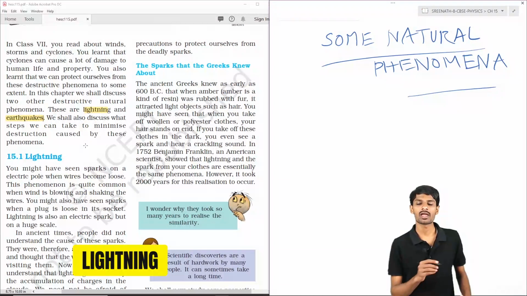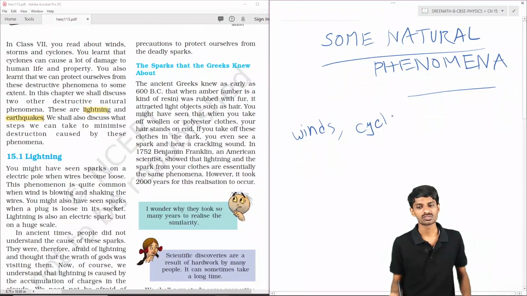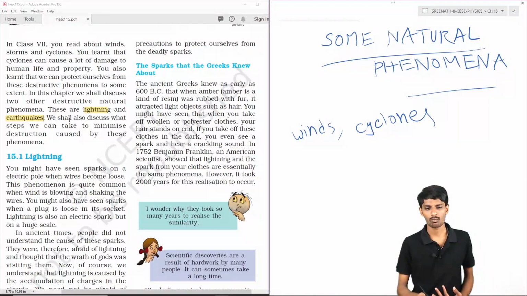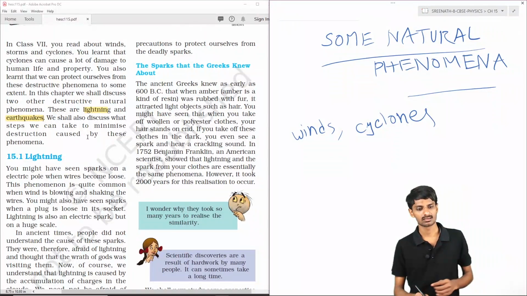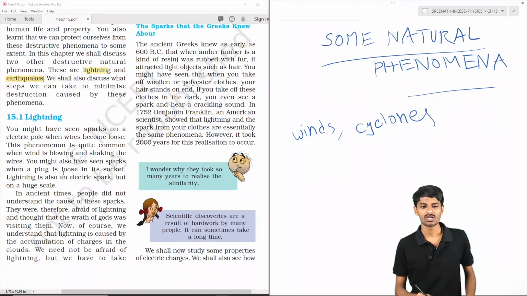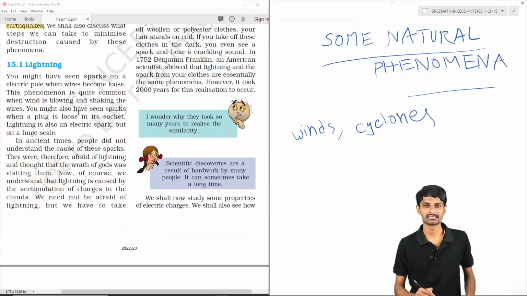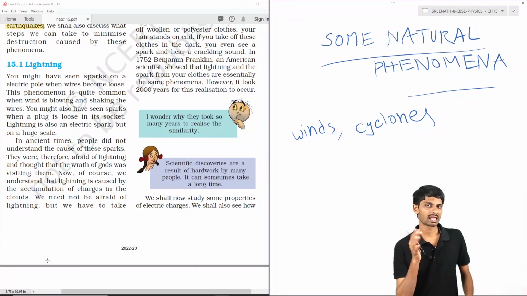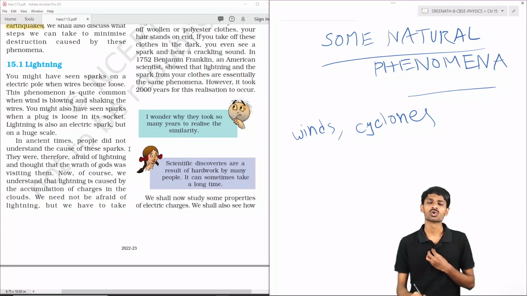Students, we know about the winds that we have already discussed, and the cyclones, which affect us and damage human life and property. They have caused several destructions. So now we are going to discuss lightning. What is meant by lightning? On rainy seasons we will see lightning and thunderstorms, students. We will see lightning in some other cases too.